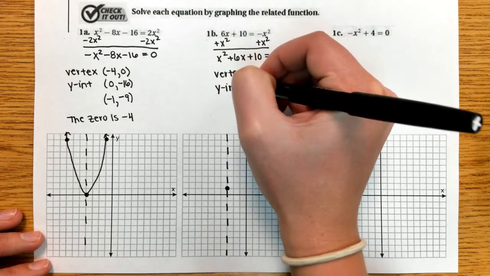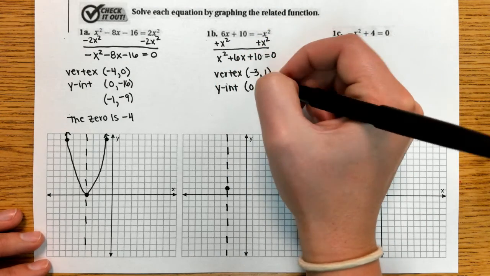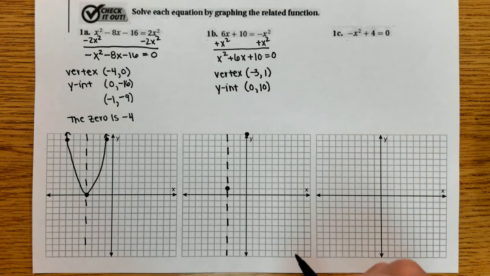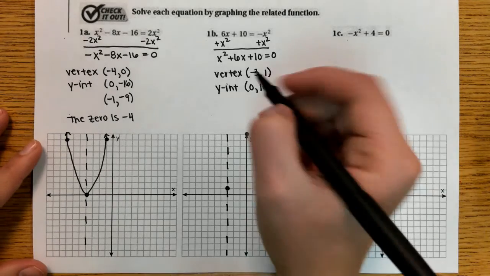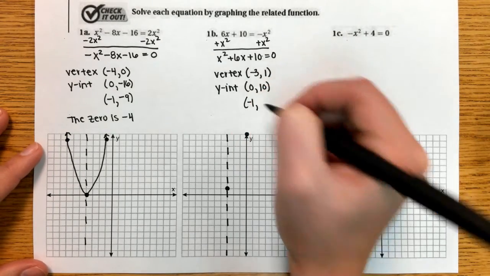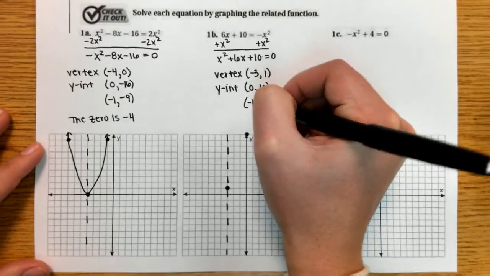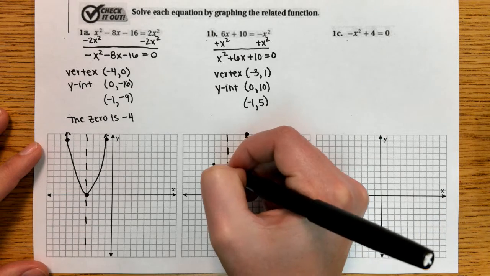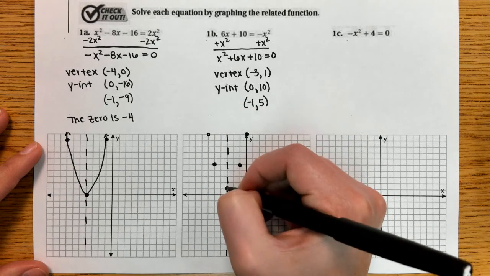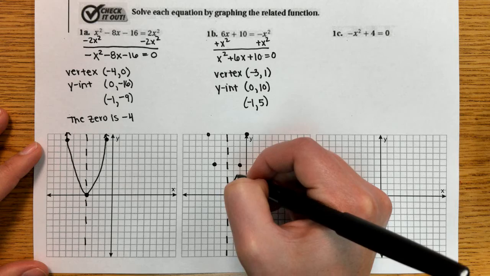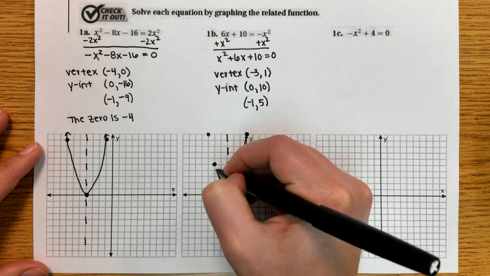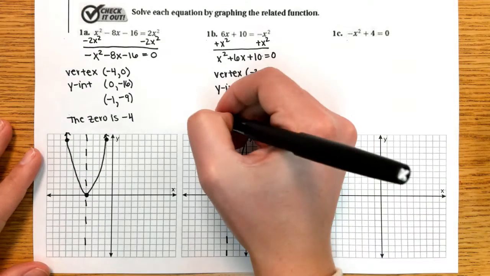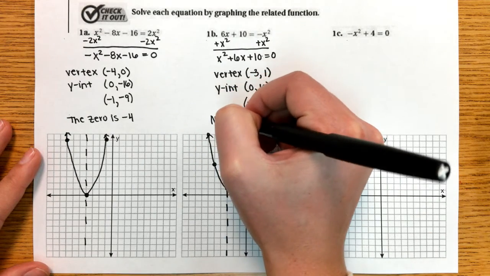Y-intercept is when x is 0, so we would be left with 10. So (0, 10) is right here on my graph. And then to get another point, you could do negative 1. So when x is negative 1, y is going to be 5. So (negative 1, 5) is right here. So then I can reflect these. This guy's 3 over. So our graph will look something like this. In this case, it doesn't cross the x-axis at all, so there are no zeros.